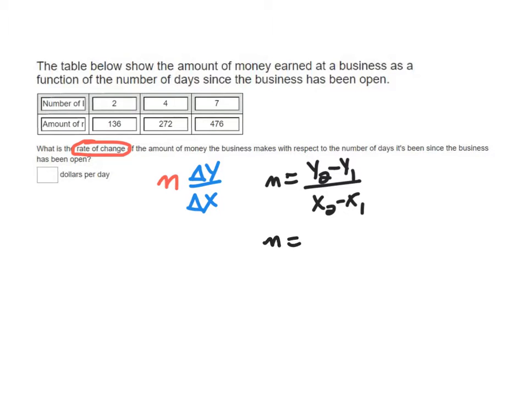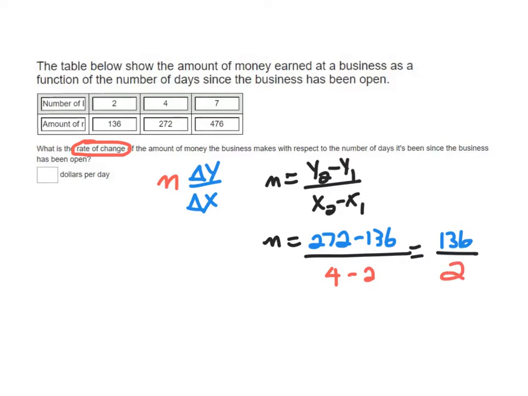So for this one, slope is equal to, we'll start with our y's, our outputs. So we have 272 minus 136. So we're finding the rate of change here, or the difference between 272 and 136. And then we're going to find the change in x, which is 4 minus 2. And what does all that equal? The change in y is going to equal 136. And the change in x, 4 minus 2, is 2. And when you divide 136 by 2, the final answer is going to be 68.